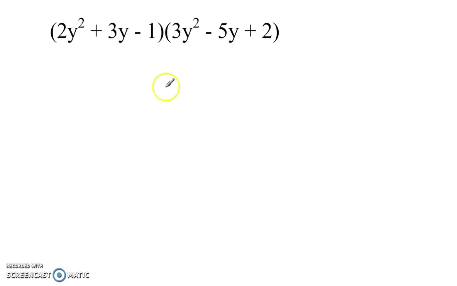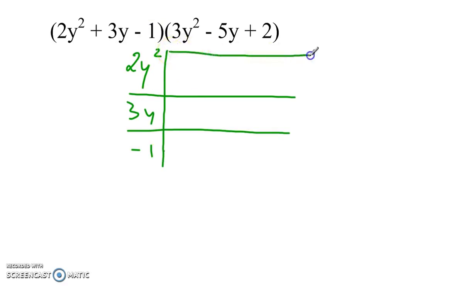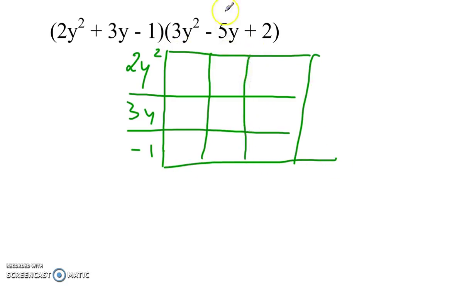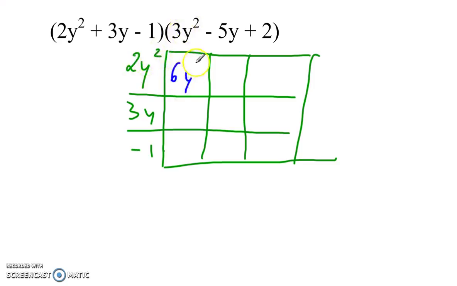And here, finally, a trinomial times a trinomial. Fun, fun, fun. Make a little box. Write this vertically. 2y squared, line, 3y, line, and negative 1. Now we'll fill out our box. Alright, and start multiplying. 2 times 3 is 6. Y squared times y squared is y to the fourth. 2y squared times negative 5y is negative 10y to the third. 2 times 2 is 4.